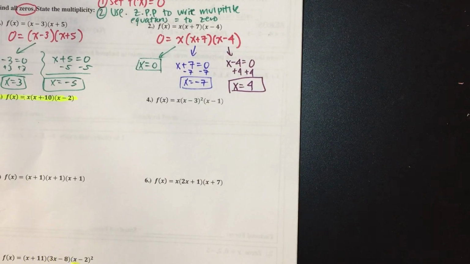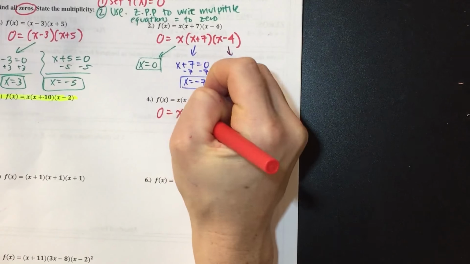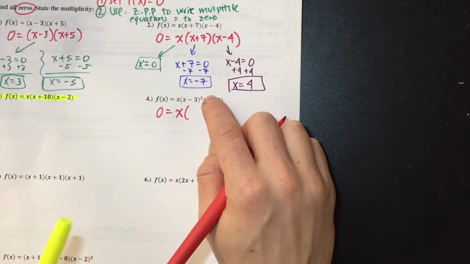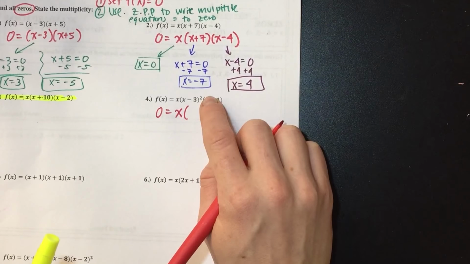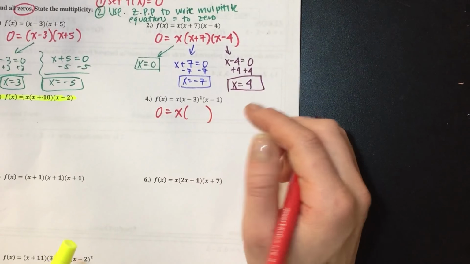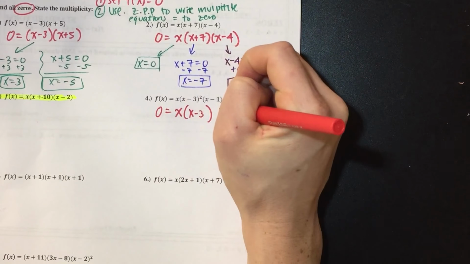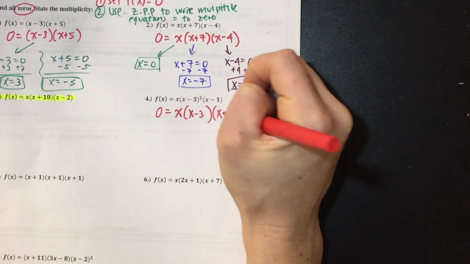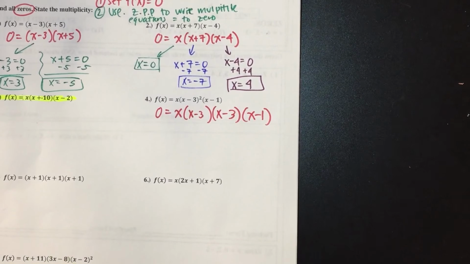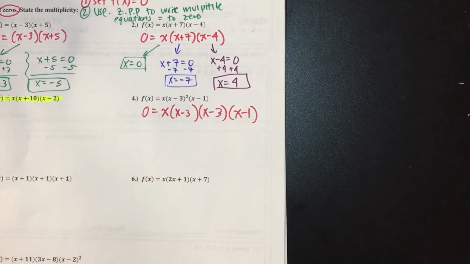Number 4, I set it equal to 0. This is interesting, x minus 3 to the power of 2. What does it mean when you square something? What do you do to that quantity that you're squaring? Yeah, you multiply it times itself, right? So this is x take away 3 times x take away 3. And then I have x take away 1 at the end. All this means is I have it 2 times.